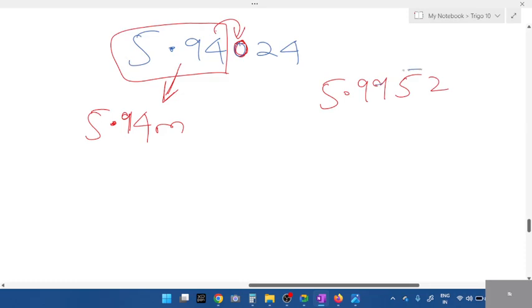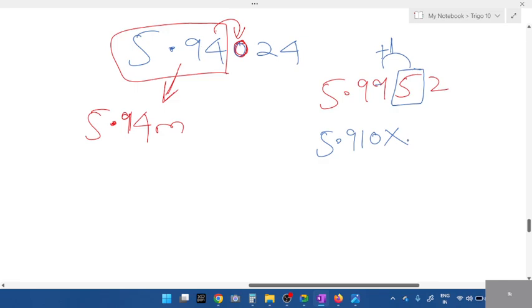If I want to round it off, this third value is 5, right? So what should the previous one be? How much will the previous value be? You have to add plus 1. It becomes 10. So can I write 5.910? Is it correct?